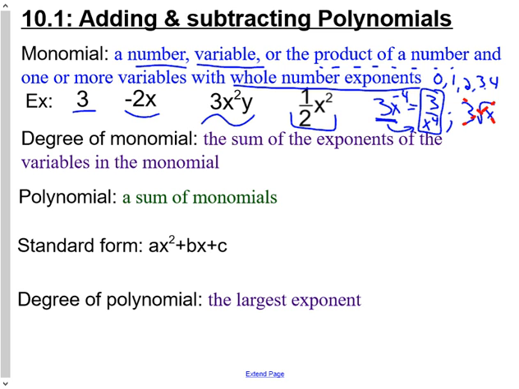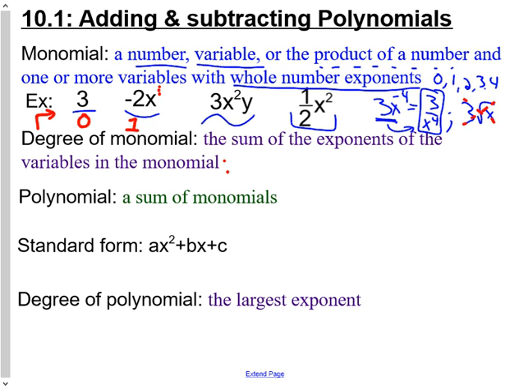Next, the degree of a monomial is the sum of the exponents of the variables in the monomial. That sounds like a mouthful, so let's do the degrees of the above. It's basically what the exponents of the variables add up to. In the expression 3, there is no x, so our degree is 0. Minus 2x, we have an x, and even though they don't write the exponent, it's a 1. So the degree of that monomial, or term, which is another word we use for that, would be 1.